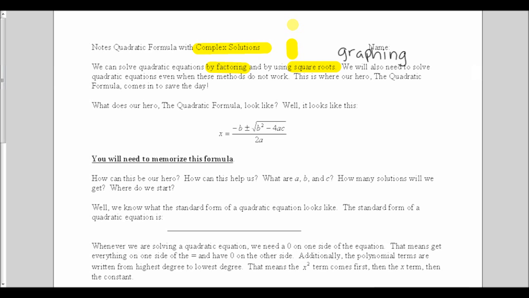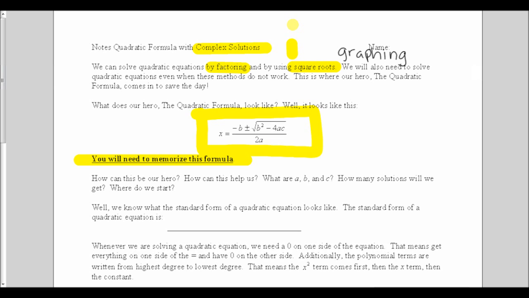What does our hero, the quadratic formula, look like? Well, it looks like this. x equals the opposite of b plus or minus the square root of b squared minus 4ac, and all of that is over 2a. You will need to memorize this formula. I will give it to you on a formula sheet, but really you're going to work with it a lot. You're going to use it in your future. It is something you should have memorized in your math background.